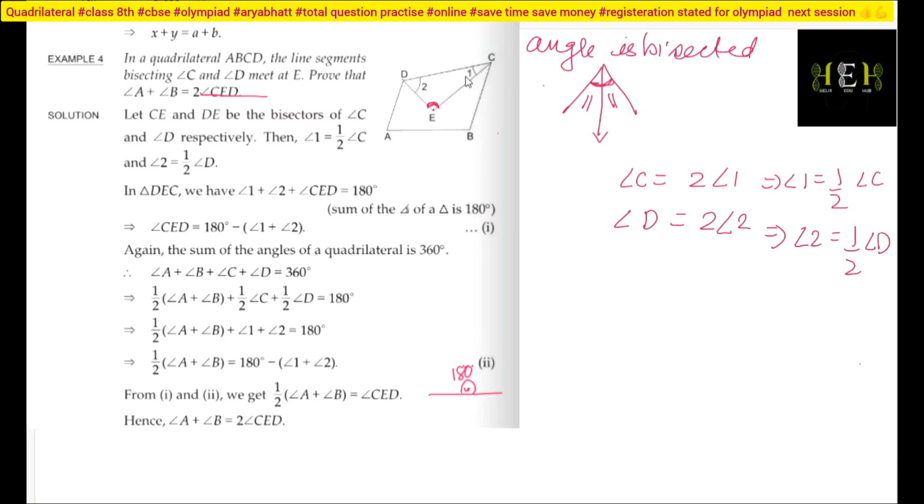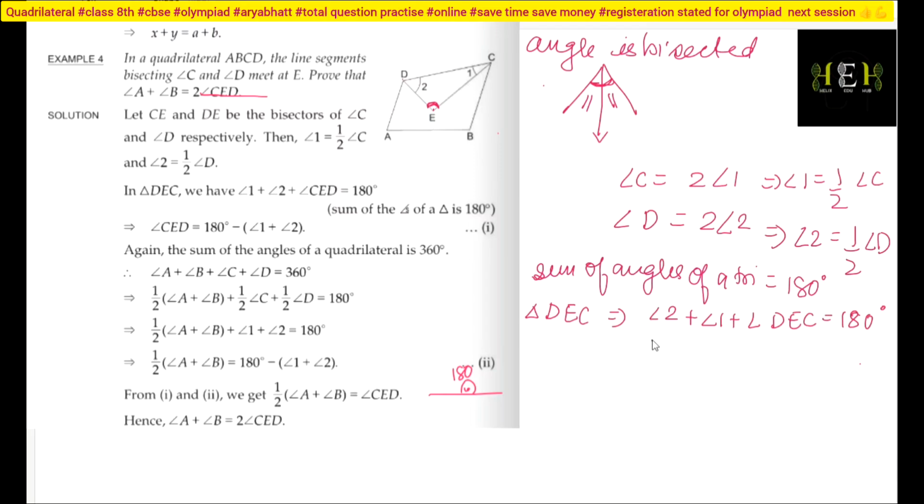I know the sum of all the angles of a triangle is how much? 180 degree. So see this triangle, which is D, E and C. What will I get? I will get angle 2 plus angle 1 plus angle DEC is equal to 180 degree, right? So I will put the values. 2 is half of angle D, and this one is half of angle C, plus angle DEC is equal to 180 degree, right? Is this okay? Now either you do it this way, or I can say that 180 degree minus angle 1 minus angle 2 is angle DEC. Okay, that is also fine.